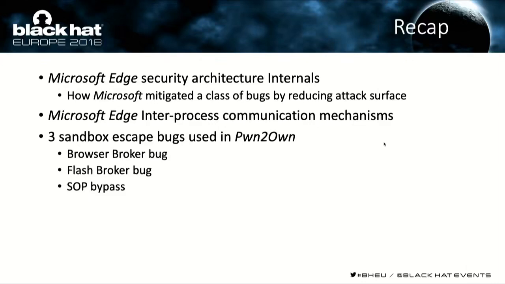So to recap, we walked you through the security architecture of Microsoft Edge. By minimizing attack surfaces, Microsoft Edge is much more secure than its predecessor, Internet Explorer. By re-architecting the entire browser, new inter-process communication mechanisms are needed. We dived into these IPC mechanisms and interactions between processes and components. By abusing design flaws in these components and features, we were able to find two chains of bugs for escaping the sandbox.